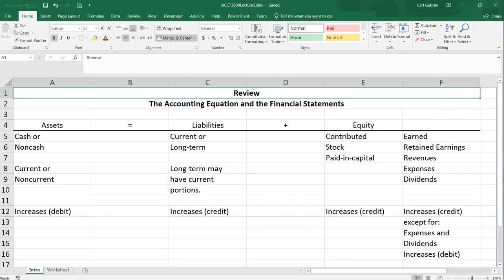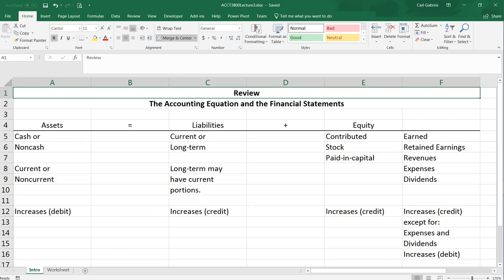Just to review, last time we looked at the accounting equation, assets equals liabilities plus equity. We learned that assets can be cash or non-cash. They can be current or non-current, depending on whether they're available for use in the current year or in future years. And that increases in asset accounts are represented by debits in accounting entries.